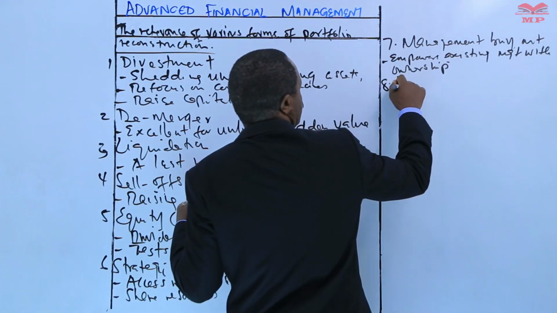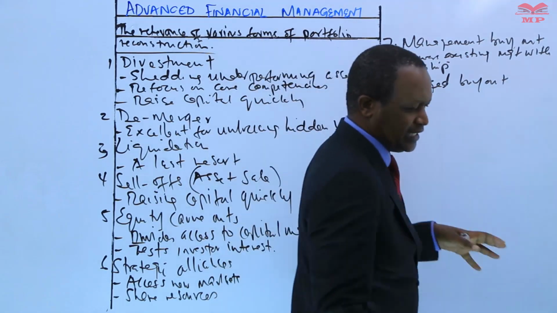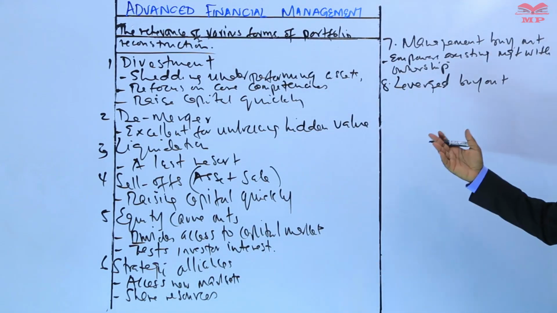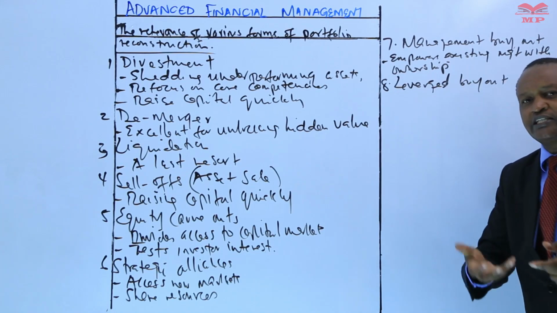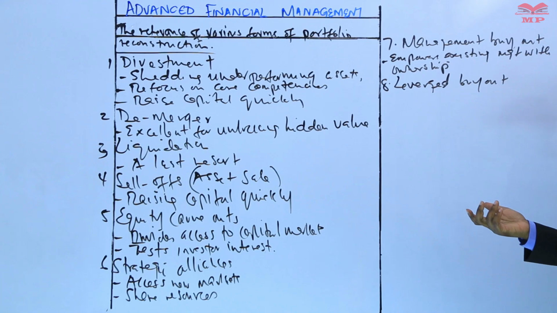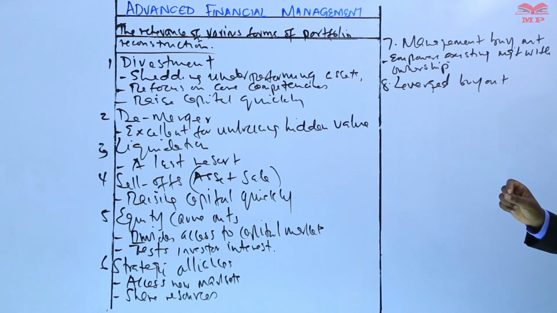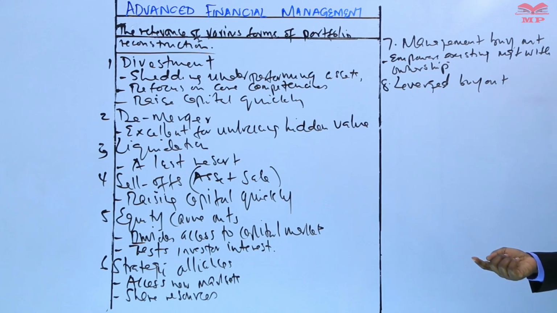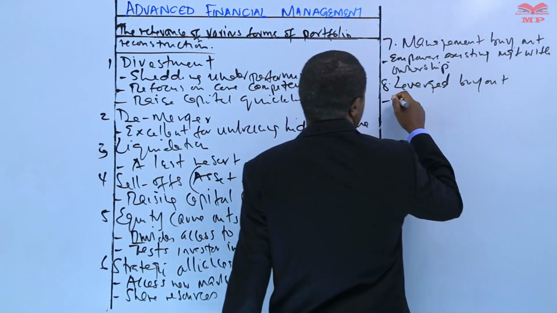Eighth, leveraged buyout. Now, candidates will recall these forms we had discussed in detail in our previous session. Here we are only looking at the relevance of the forms of portfolio reconstruction. Now, the relevance of leveraged buyout is to attract investors seeking high returns through financial engineering. Attracts investors seeking high returns.